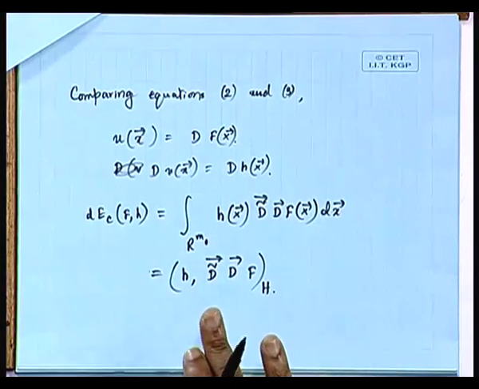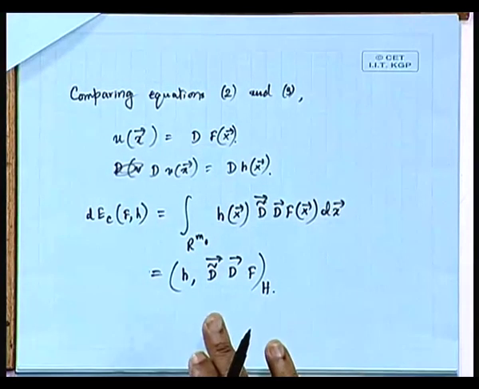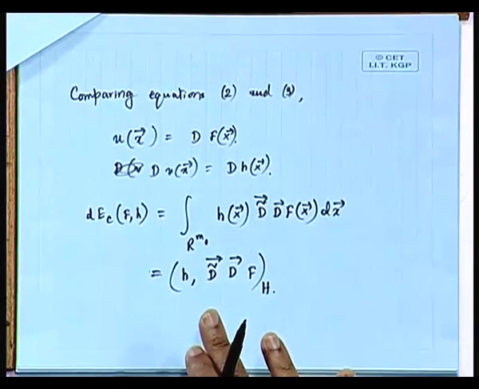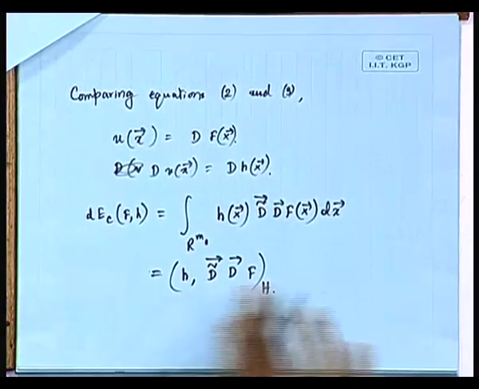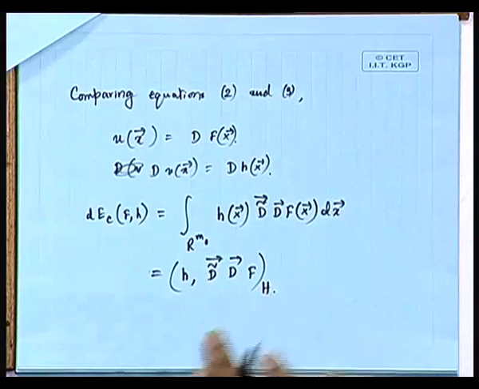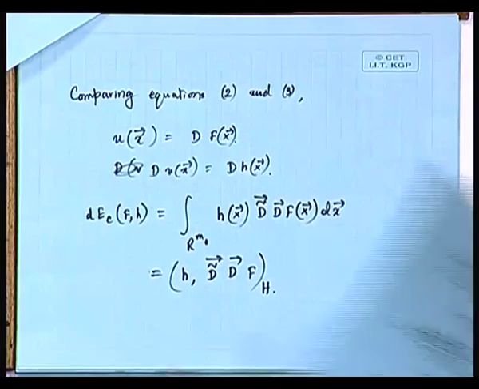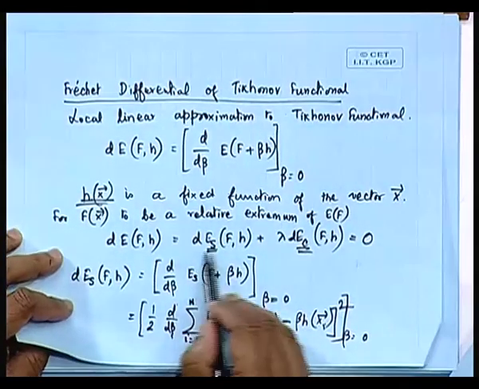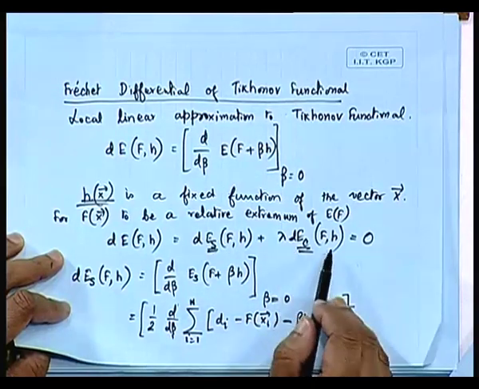Now, our aim is to find out the differential of E, not the differential of Es and Ec alone. We have already got the differential of Es and Ec, and what we now have to do is to add these Es and Ec terms together. The addition is of course through the use of this lambda. It is dE equal to dEs plus lambda dEc.